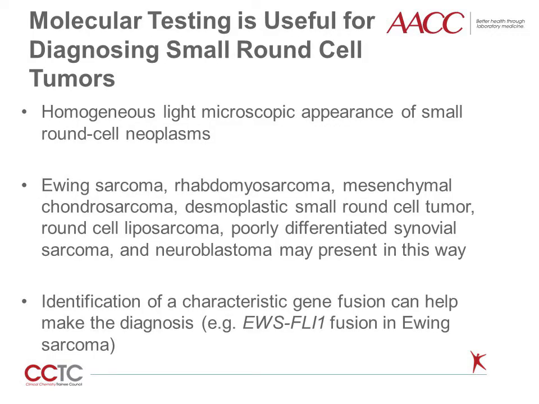I would like to highlight further one particular application of molecular testing for the management of sarcomas. Small round cell tumors have homogeneous light microscopic appearance, and they look like small round cell neoplasms like we saw on one of the previous H&E slides. Several entities may present in this way: Ewing sarcoma, rhabdomyosarcoma, mesenchymal chondrosarcoma, desmoplastic small round cell tumor, round cell liposarcoma, poorly differentiated synovial sarcoma, and finally neuroblastoma. Molecular testing can be used to identify a characteristic gene fusion that can help make the diagnosis. For example, the identification of an EWSR1-FLI1 fusion would be diagnostic of a Ewing sarcoma.